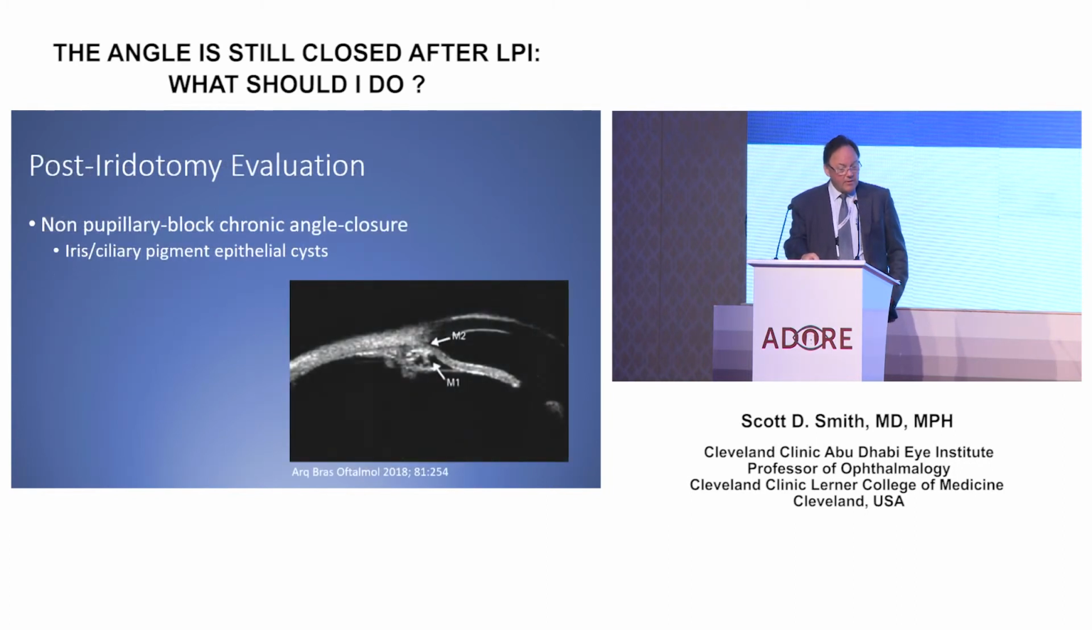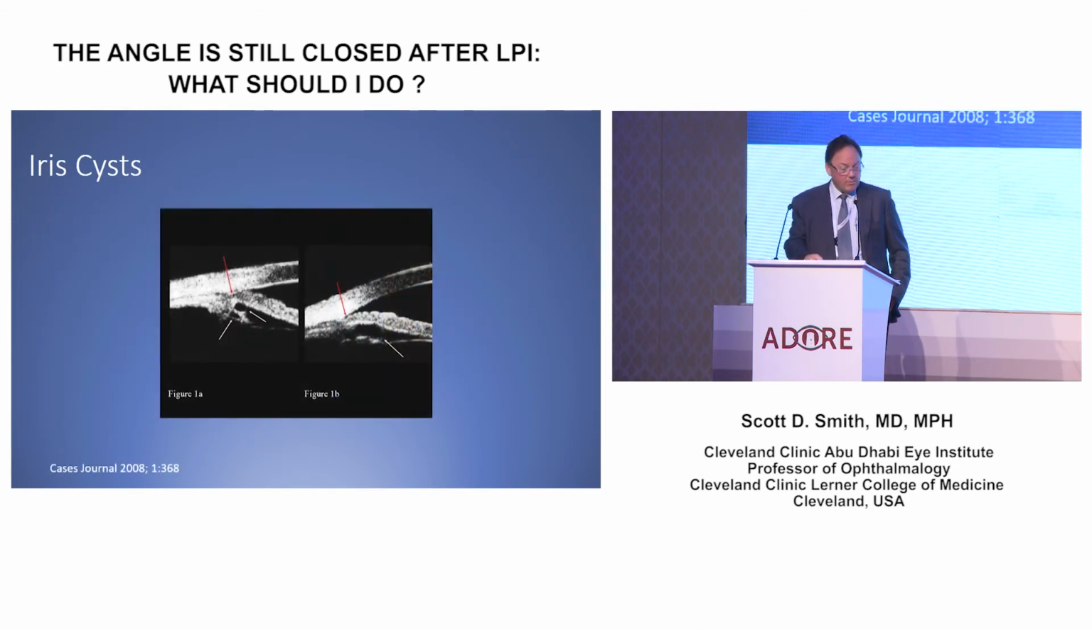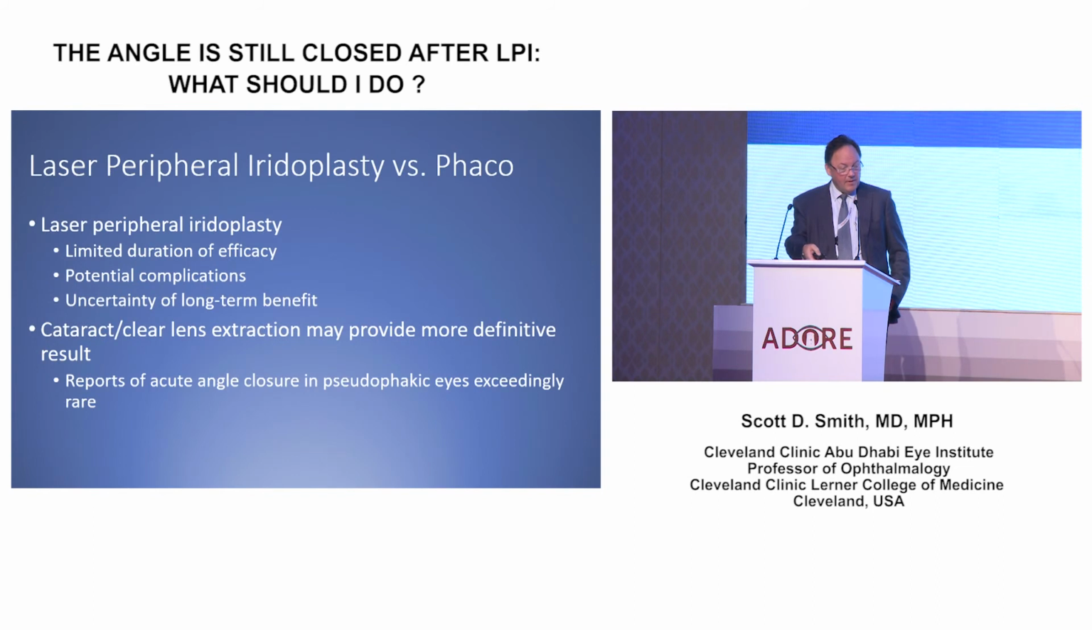Finally, we should consider, aside from plateau iris, the presence of ciliary body or iris pigment epithelial cysts, also causing this type of forward mechanical movement of the iris. And so imaging of the eye with UBM can be helpful when the cysts are sequestered behind the iris and are not visible at the pupillary margin. And laser iridoplasty has been shown in such cases, when necessary, to physically open the anterior chamber angle.